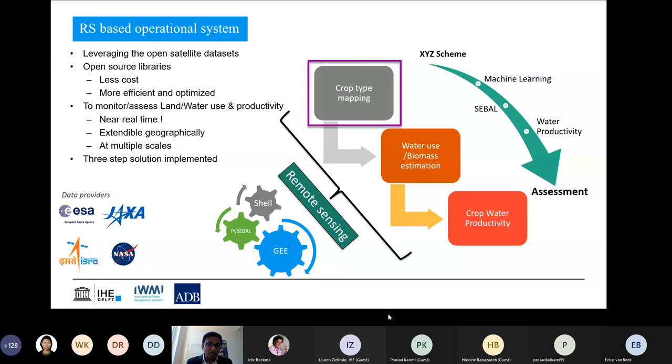So we have implemented this three-step solution, and with the ADB project itself, we have tried it in different study areas.